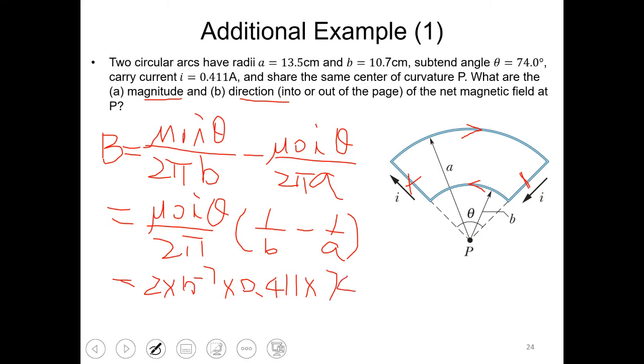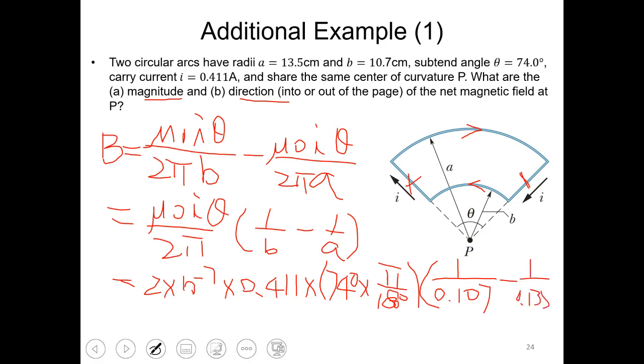74 degrees, and then we actually need to convert it into radians. So we divide it by 180 degrees and then multiply it by pi to make it a radian. So B is, 10.7 centimeters, which is 0.107, minus 1/0.135. So B is 1.02 times 10 to the minus 7 Tesla.